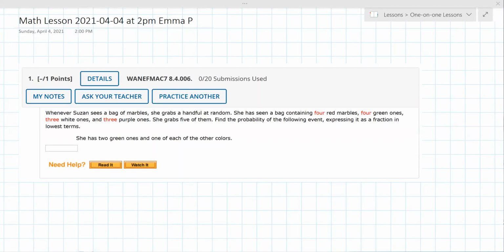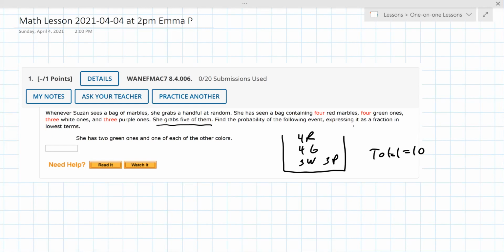On the screen, you see question number 1. Whenever Susan with a Z sees a bag of marbles, she grabs some. She has a bag containing 4 red, 4 green, 3 white, and 3 purple. So the total is 10. She grabs 5 of them. Find the probability of the following event.